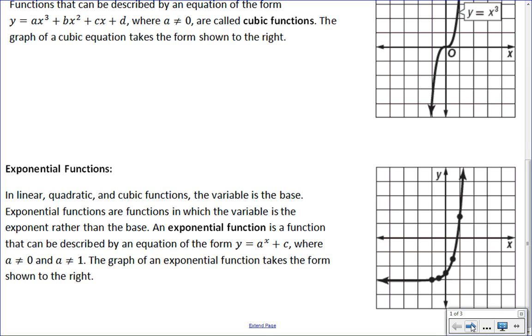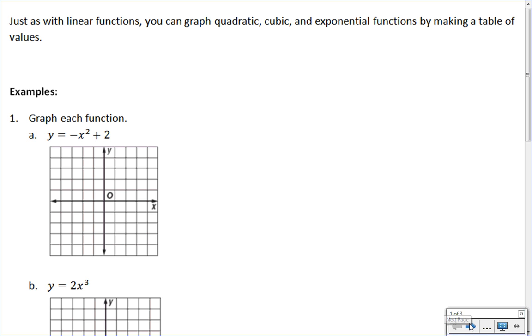Okay, so let's see how we can graph these. Just as with linear functions, you can graph quadratic, cubic, and exponential functions by making a table of values. And that's what we will do. Now here's the difference between linear functions versus these three types of functions. In linear functions, you only needed 2 points, maybe 3, to make the correct graph, because you knew every single time it was going to be a straight line. And as long as you had at least 2 points, you could draw a straight line.